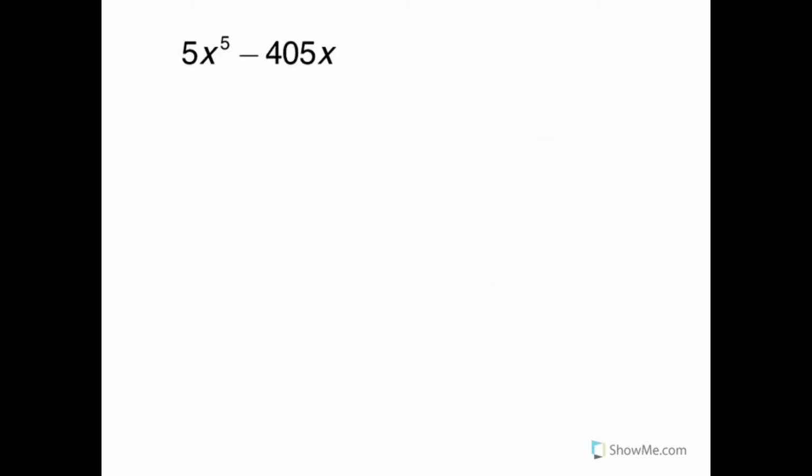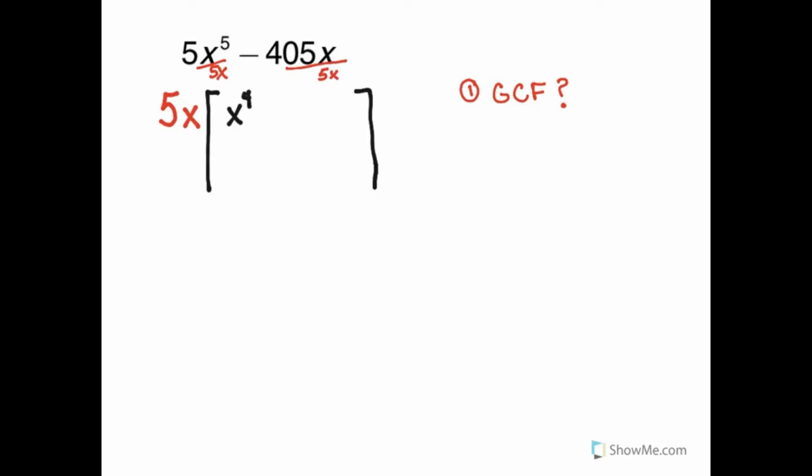Let's try factoring 5x to the 5th minus 405x. The first step is always to look for a greatest common factor, and I see that both terms here are divisible by 5, so I could pull out a 5. And the smallest power of x is x, so I'm going to pull out 5x. When I divide each term by 5x, I have x to the 4th minus 81.